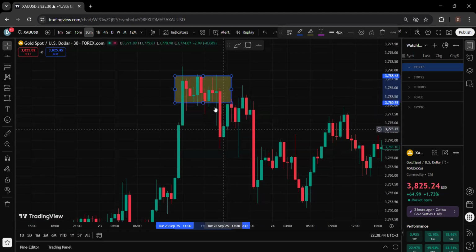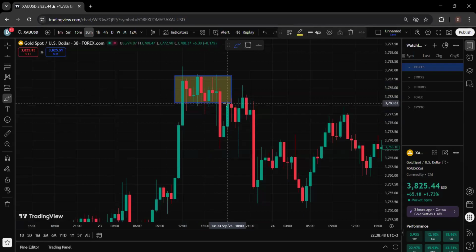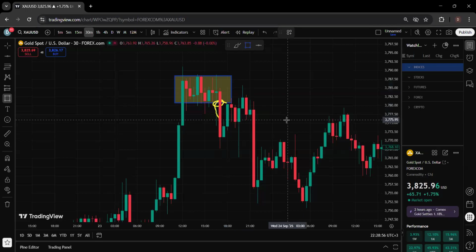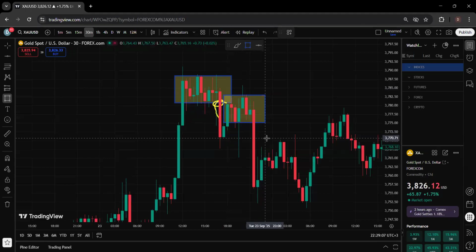Now, so this is consolidation. Then there was a breakout. This one started the breakout. Then the market came back again. So this was a fake breakout. Then it came back again to consolidate in that region. Then there was a breakout on the lower side. So after consolidation, there must be a breakout.